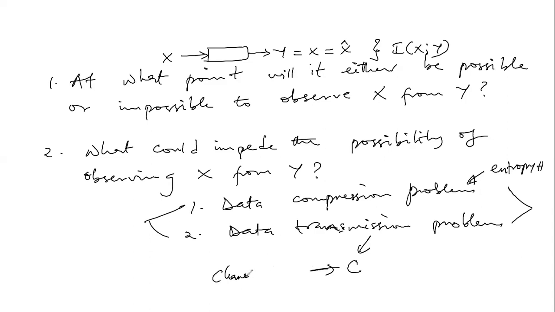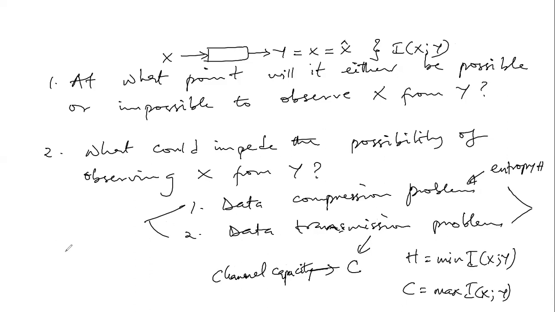Channel capacity. And in terms of the mutual information, entropy is the minimum value of the mutual information, while channel capacity is the maximum value of the mutual information. And once we are able to tell this, you will now see that we have two extremes. You see this in the videos we already uploaded. So at this limit, we try to deal with the data compression limit.